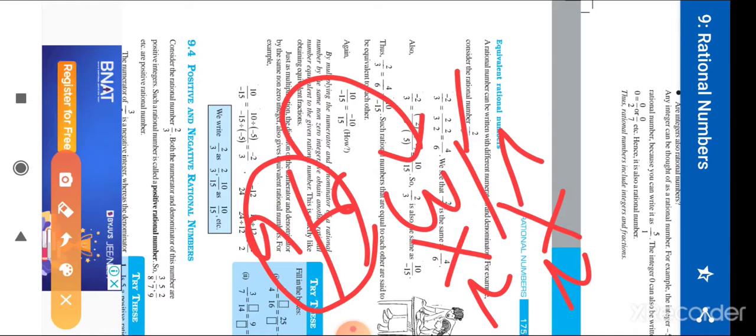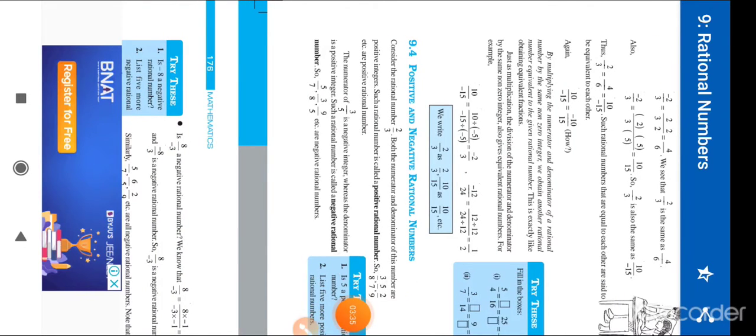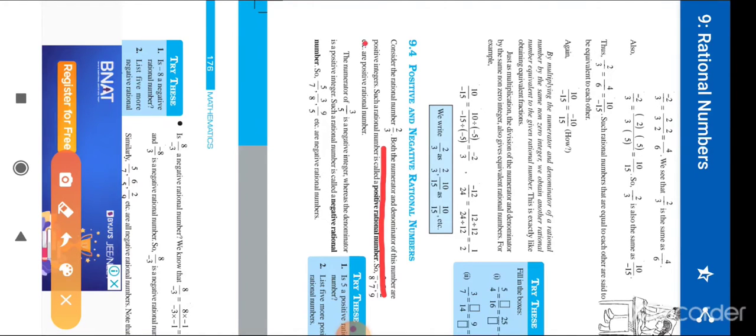Our next topic is positive and negative rational numbers. A rational number whose numerator and denominator are both positive integers is known as a positive rational number, whereas a rational number whose numerator or denominator is a negative integer is known as a negative rational number.